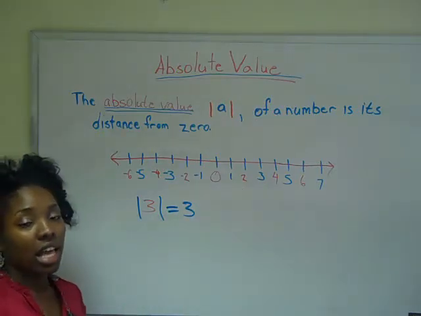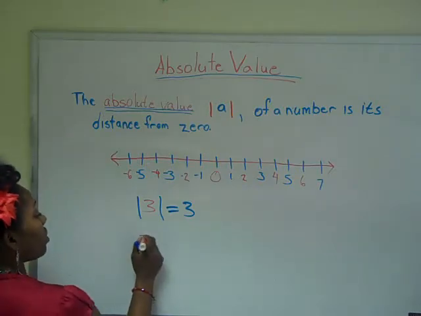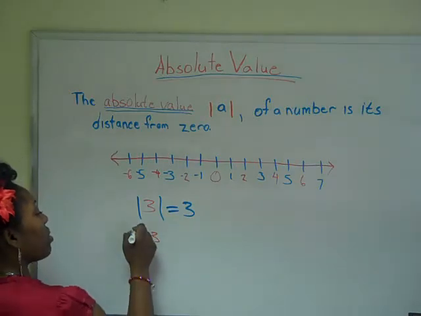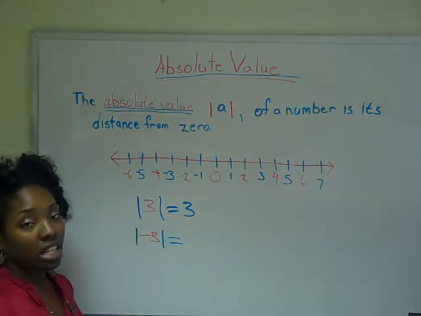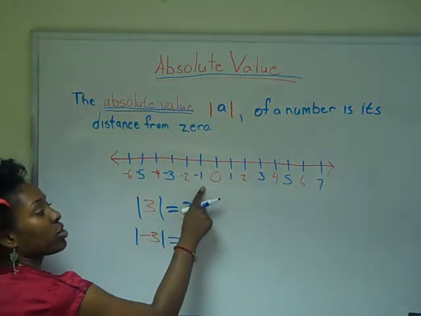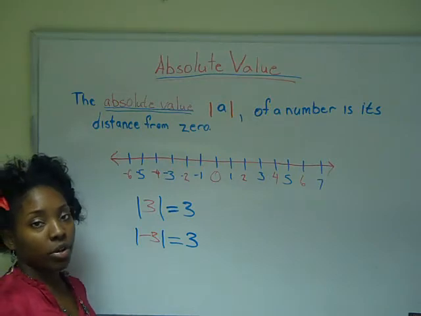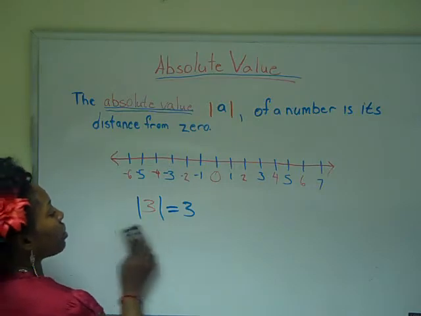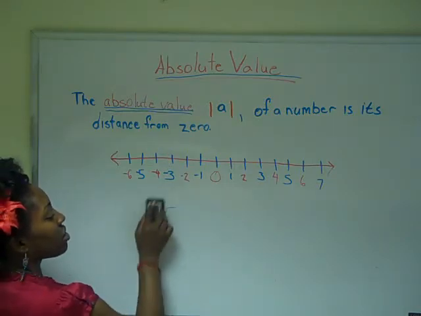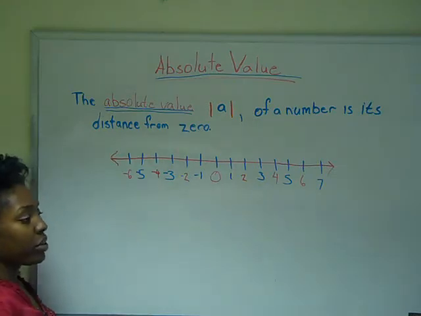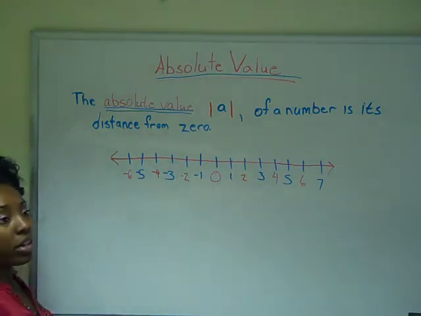If we want the absolute value of negative 3, it's also 3. 1, 2, 3 units from 0. So, in practice, when trying to find the absolute value, you can take the number and remove the negative sign.